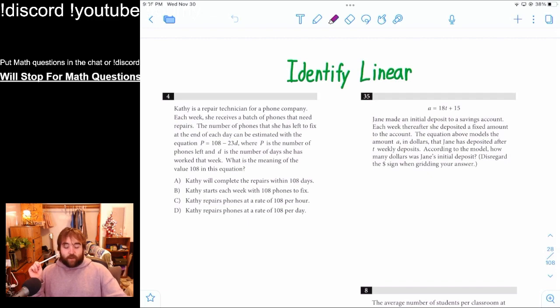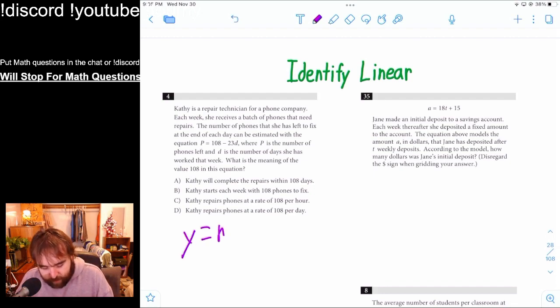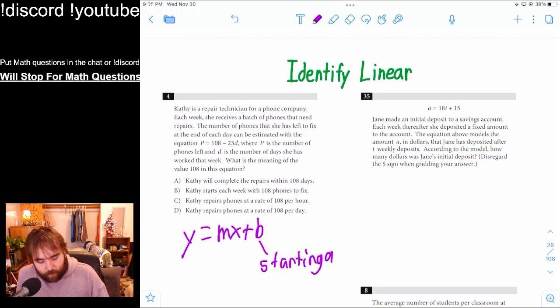All right, so this is the identify linear section. So they're giving us linear equations and they're asking us what one of the parts means, basically. And so we've just got to remember, what is our linear equation? y equals mx plus b. Just like we did last time, going the other way. So we have our y-intercept, or our starting amount, and we have our slope, which is going to be the rate.